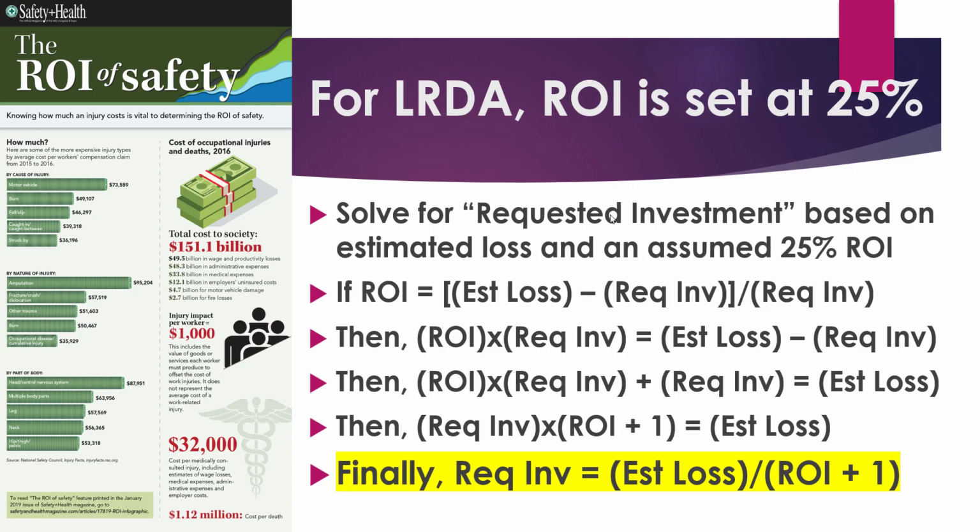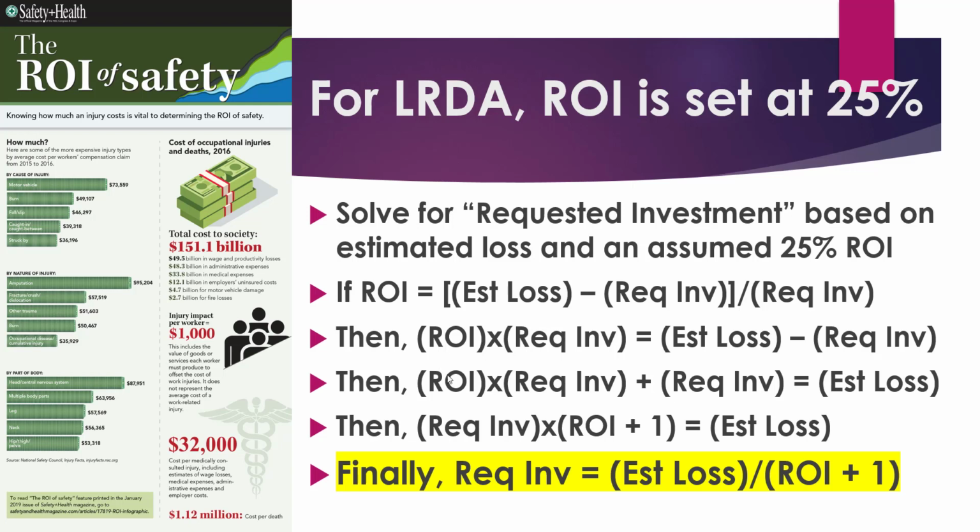For this assignment, what we had to do is a little bit of arithmetic acrobatics in order to solve for the requested investment, given an ROI of 25% and an estimated loss. Here's the ROI equation in the first one. What I did is I multiplied both sides by requested investment, so it canceled the denominator and brought it over to the left.